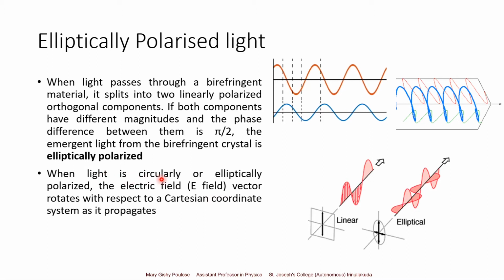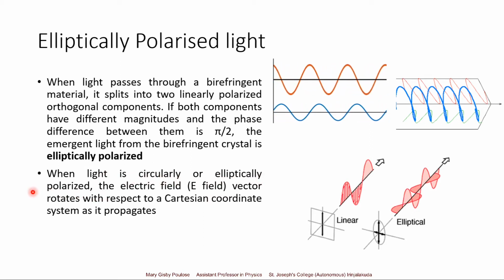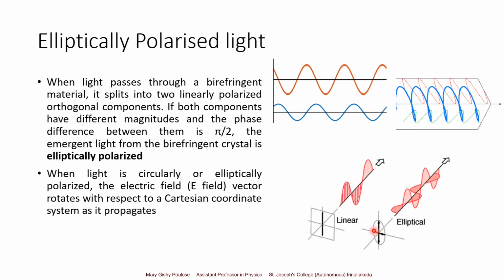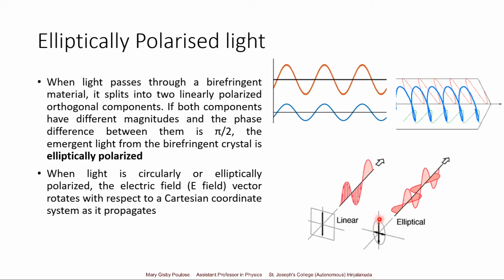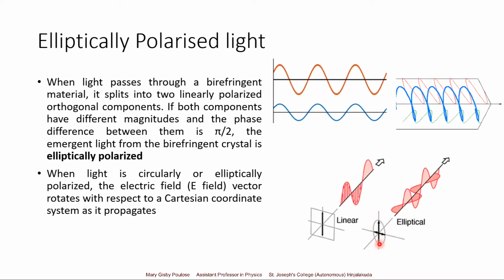Now, when light is circularly or elliptically polarized, the electric field vector rotates with respect to a Cartesian coordinate system as it propagates. So, in this Cartesian coordinate system x, y, z, the electric field vector will move like this. If we plot the tail of the electric field vector on a plane, it will be moving along the ellipse here.